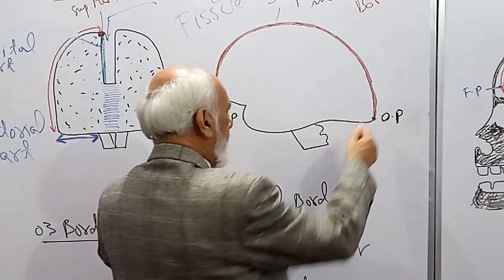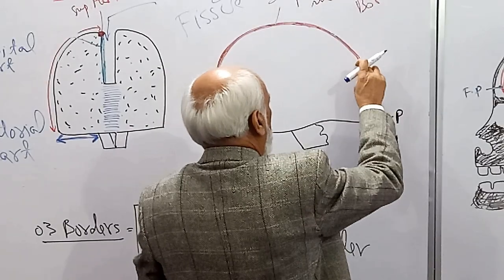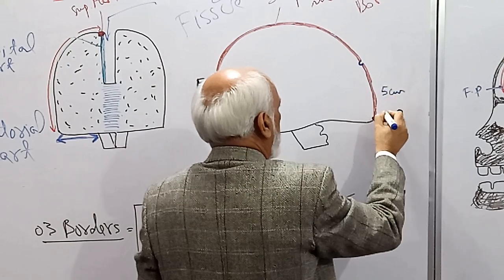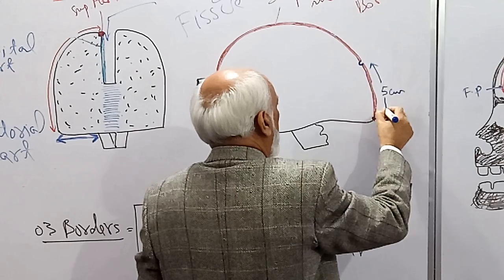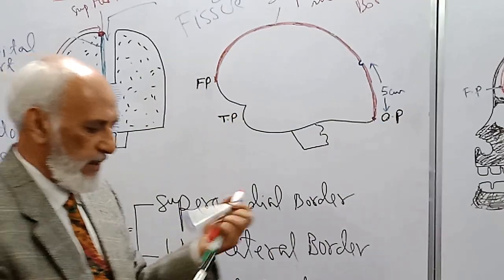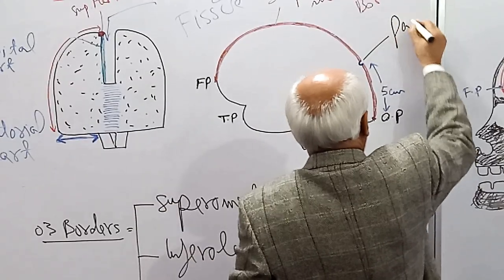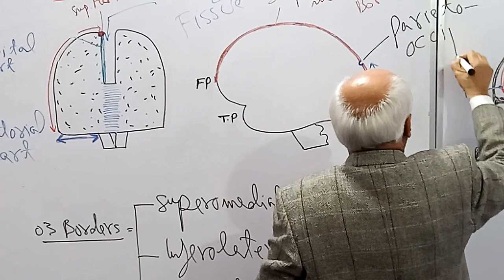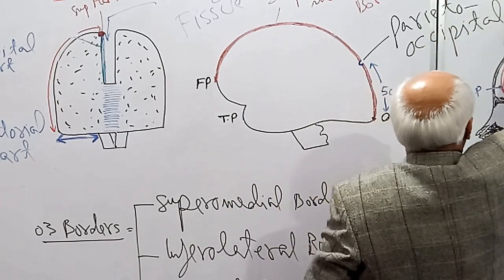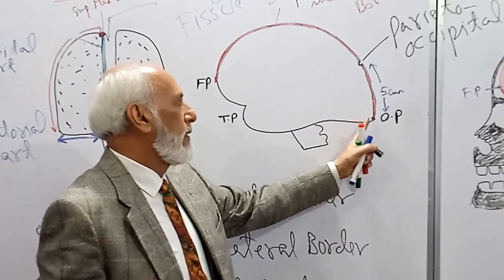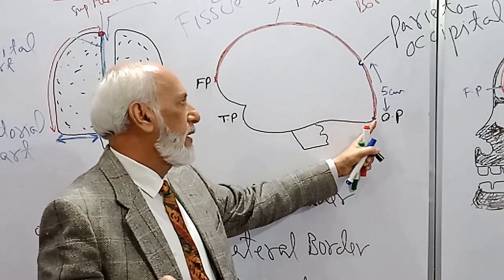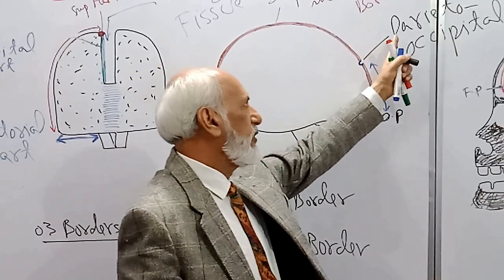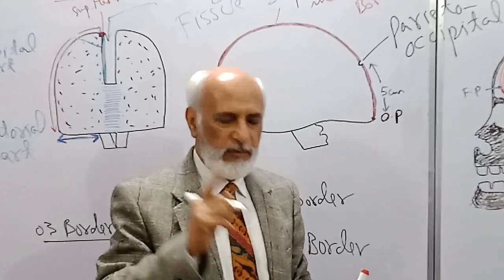The third important point is that 5 cm in front of the occipital pole, it is crossed by a sulcus known as the parieto-occipital sulcus. From 5 cm from the occipital pole, the supramedial border is crossed by a sulcus called the parieto-occipital sulcus. Because this sulcus is between the parietal lobe and the occipital lobe, this is why it's known as the parieto-occipital sulcus.